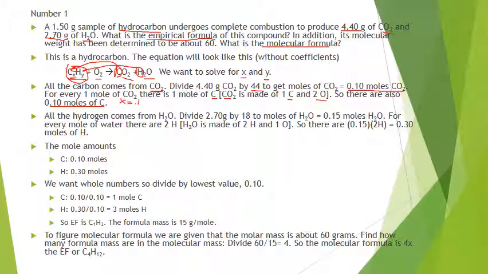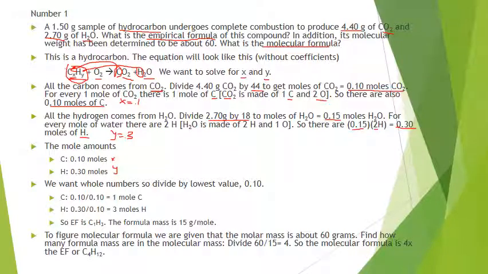All the hydrogen comes from water. So we want to find out how many moles of water: we divide by 18, and it's 0.15 moles of water. Now for every water there are 2 hydrogens, so we multiply 0.15 by 2 to get 0.3 moles of hydrogen. So now we know Y equals 0.3. This is X and this is Y.